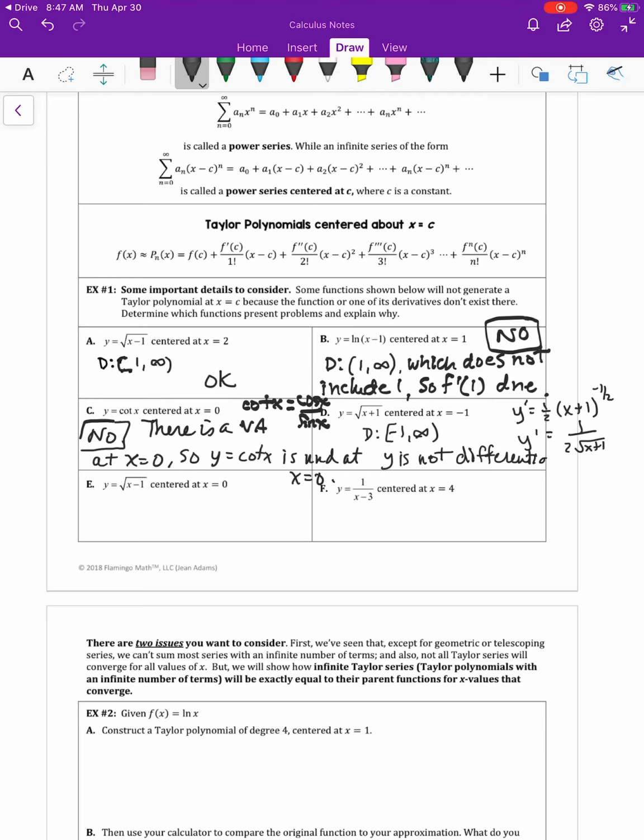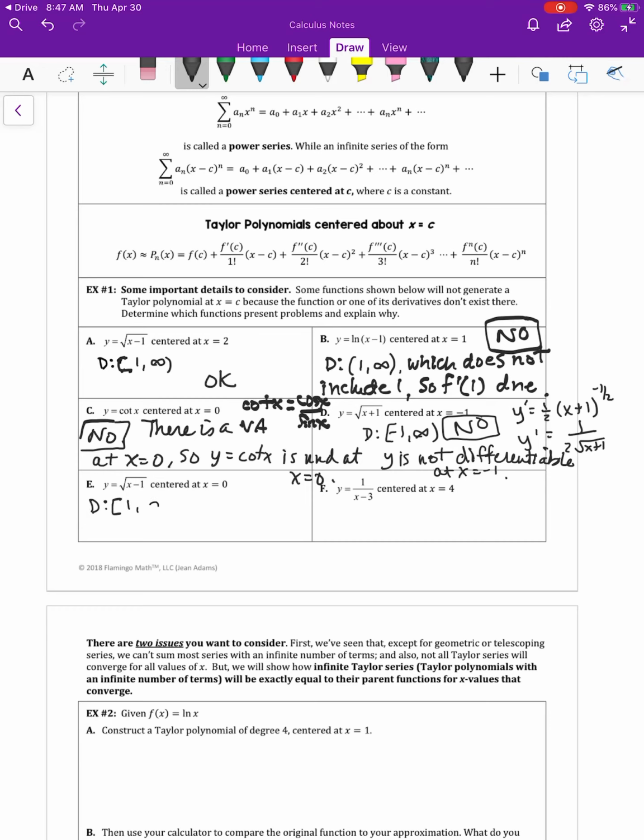So y is not differentiable at x equals -1. So the answer is no. Can't do a Taylor polynomial there centered. We can do a Taylor polynomial on all these functions, just not centered at that value, right?